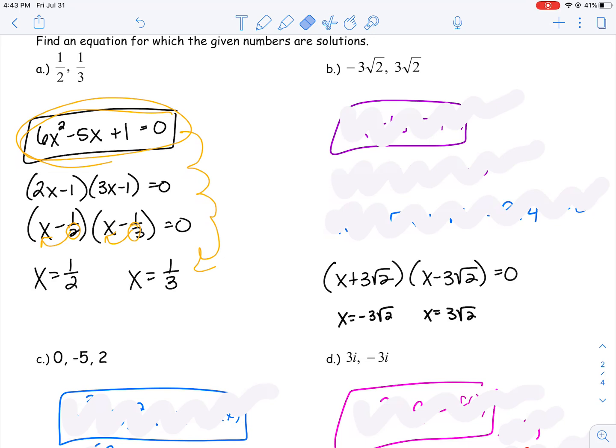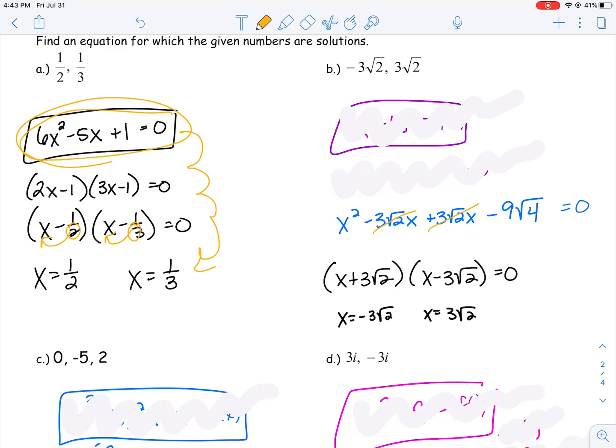We could FOIL this. So x times x is x squared. X times negative 3 radical 2 is negative 3 radical 2 times x. 3 radical 2 times x is just 3 radical 2 x. And then 3 radical 2 times negative 3 radical 2, remember outsides go with outsides and insides go with insides, would be negative 9 radical 4. And if you look, don't my middle terms cancel out? They have the same exact variable with opposite coefficients, so they zero each other out.